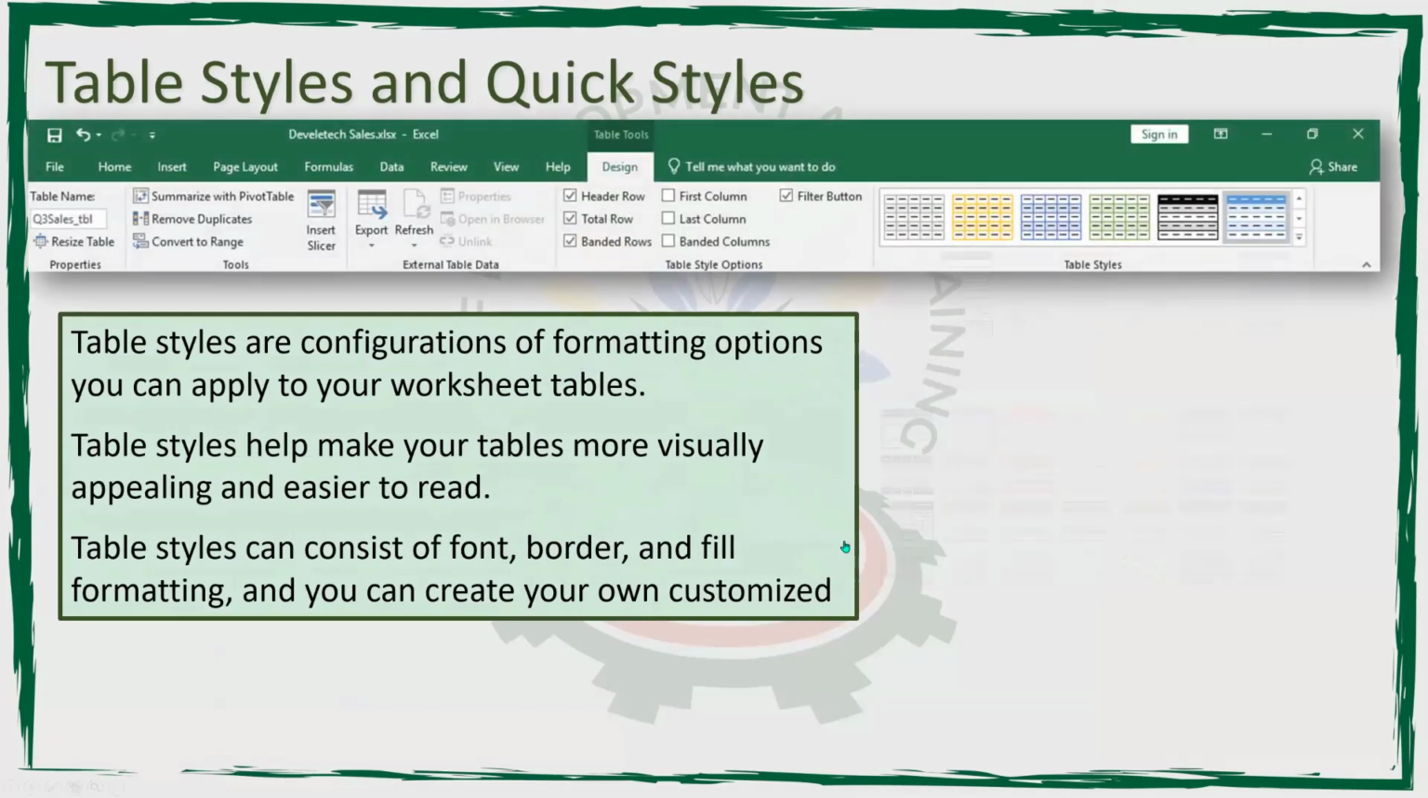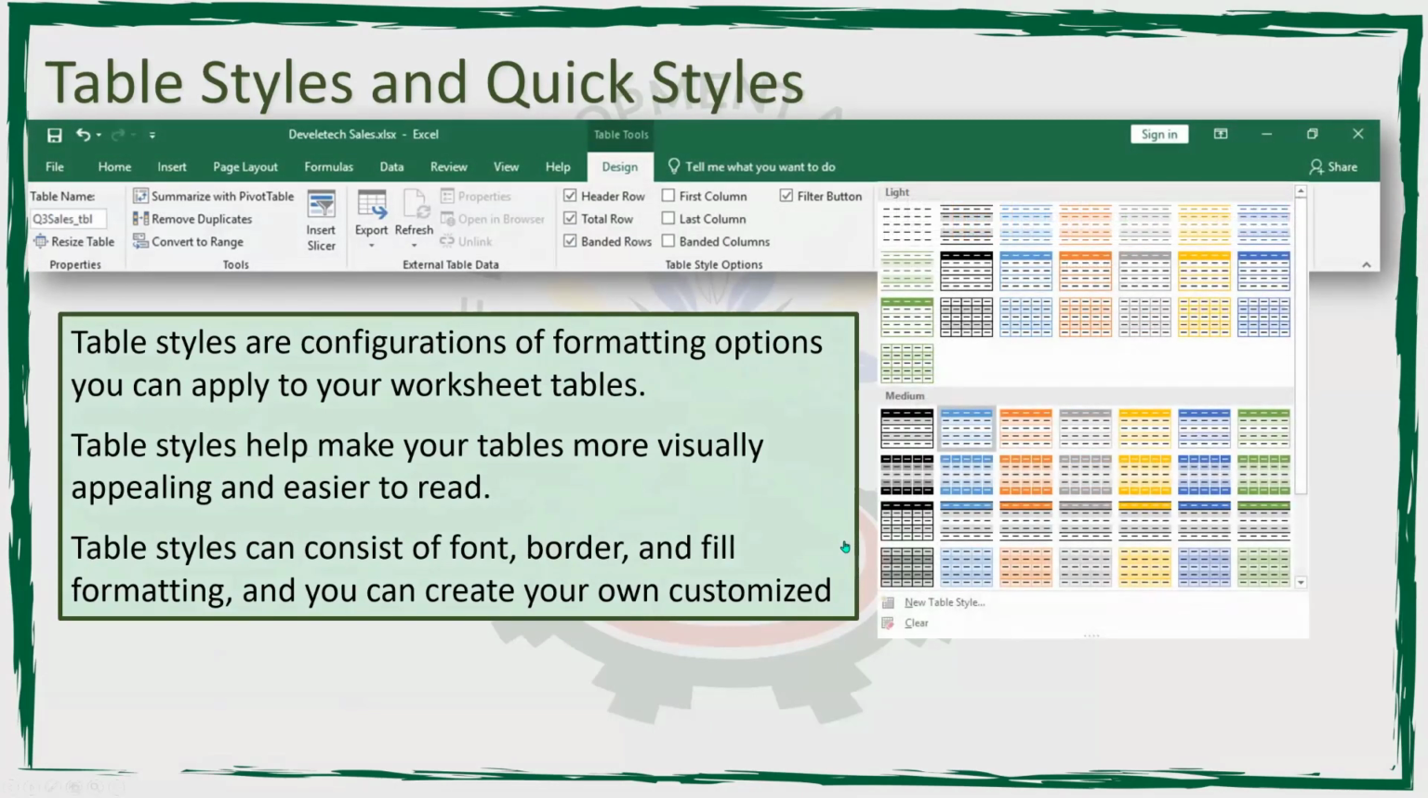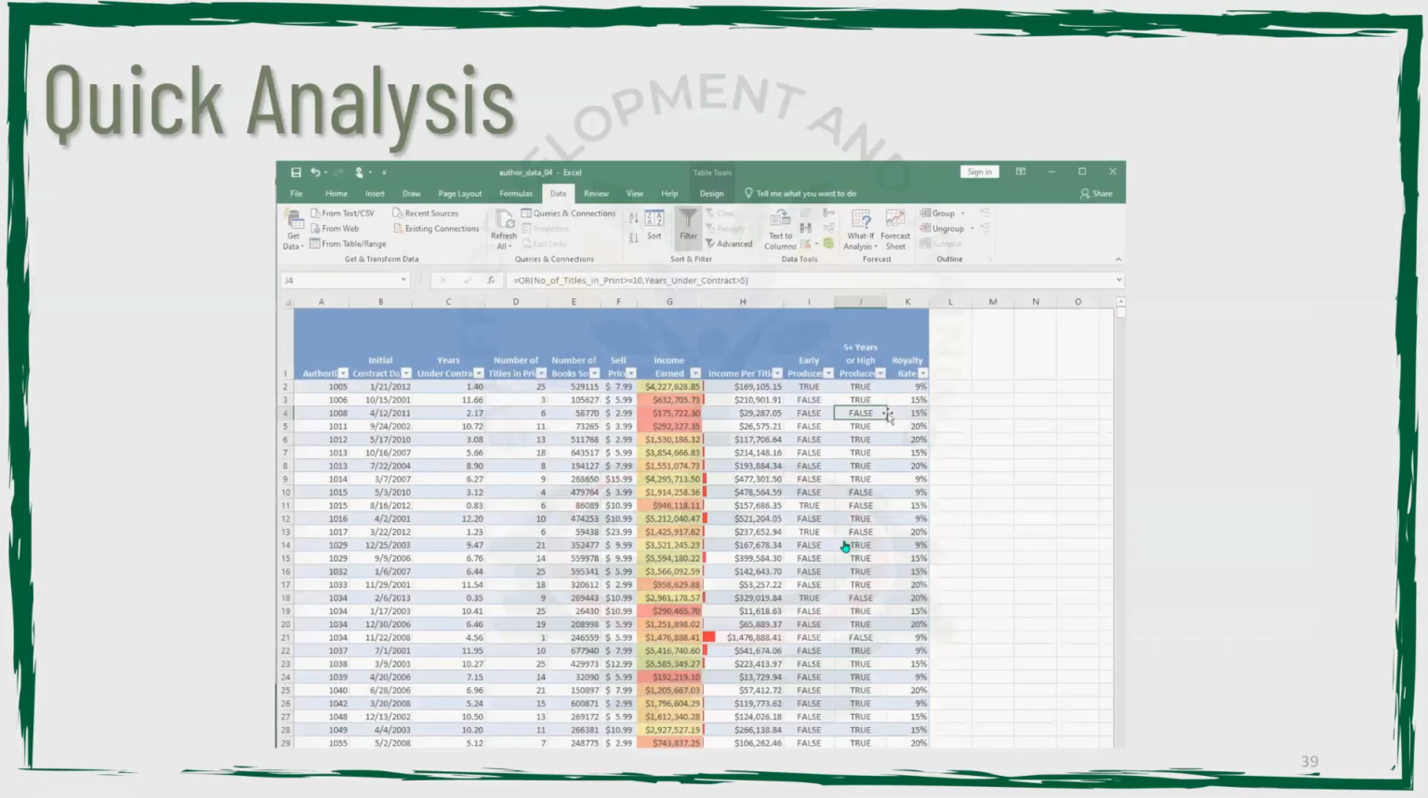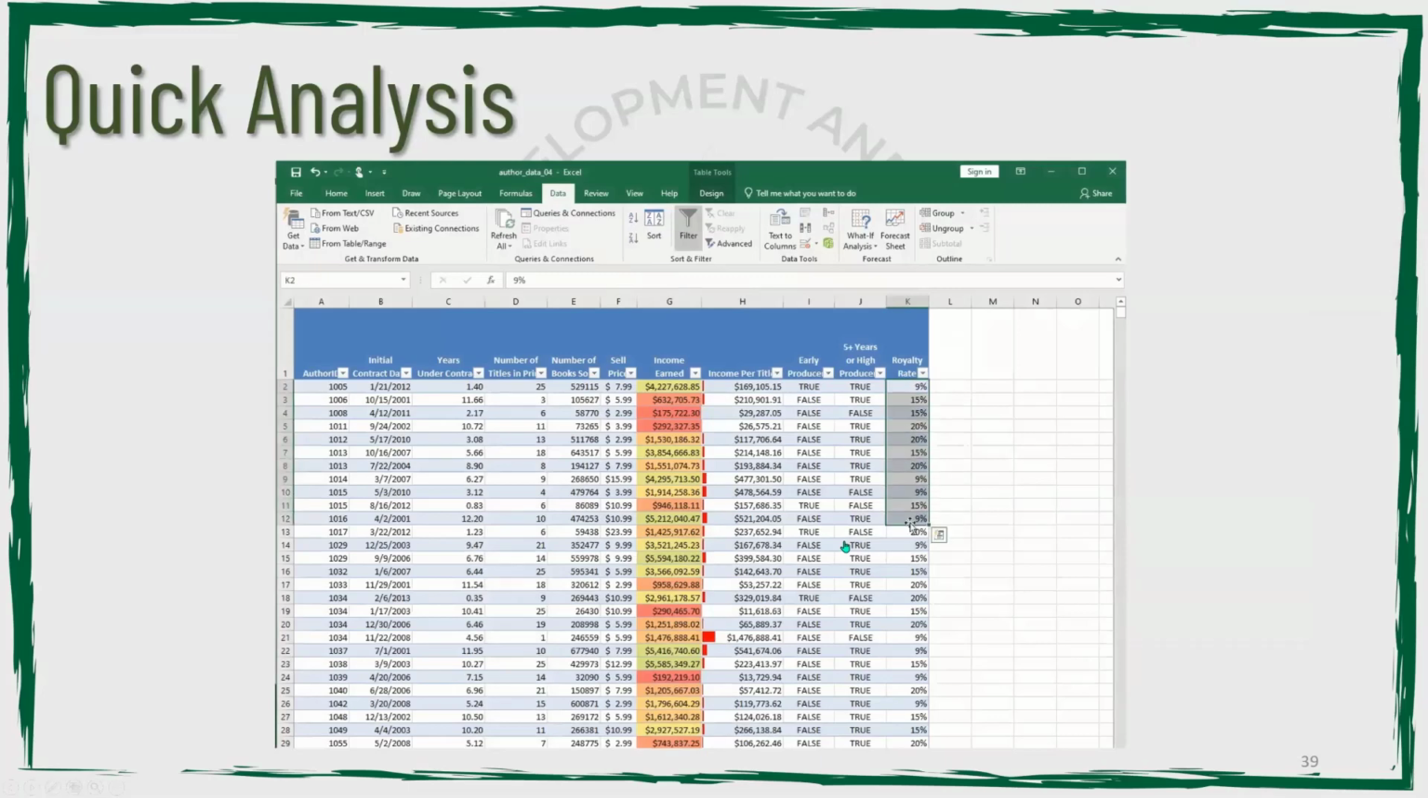Table Styles and Quick Styles. Table styles are configurations of formatting options you can apply to your worksheet tables. Table styles help make your tables more visually appealing and easier to read. Table styles can consist of fonts, borders, and fill formatting. Lastly, you can create your own customized table styles as well. So this is talking about your table styles. You do have an abundance of styles.